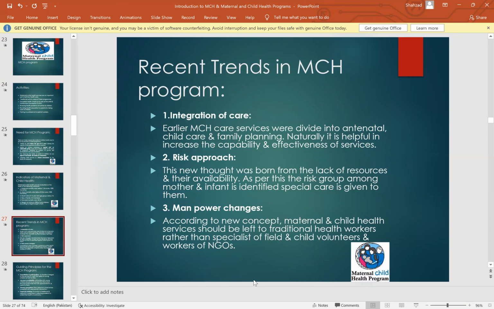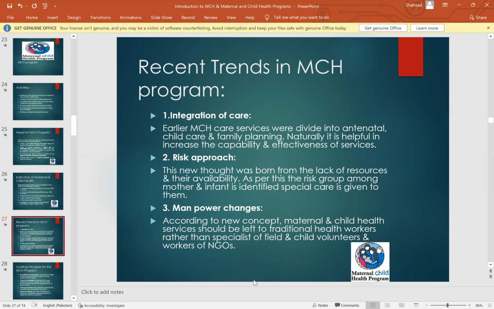If we see the recent trends in MCH programs, first is integration of care. Earlier, MCH care services were divided into antenatal, child care, and family planning. Naturally, integration is helpful to increase the capability and effectiveness of services.